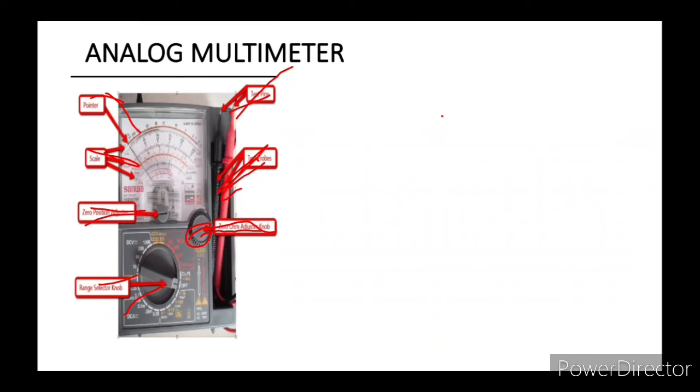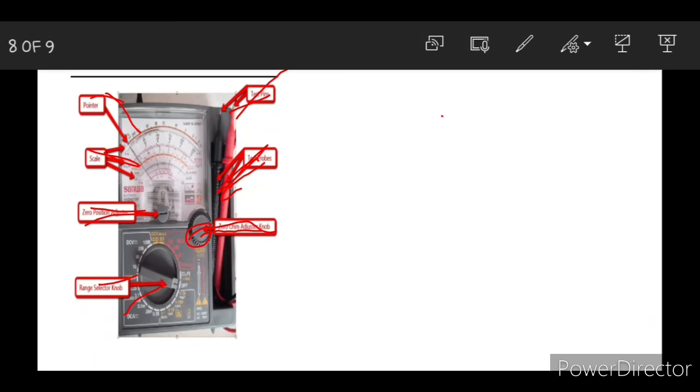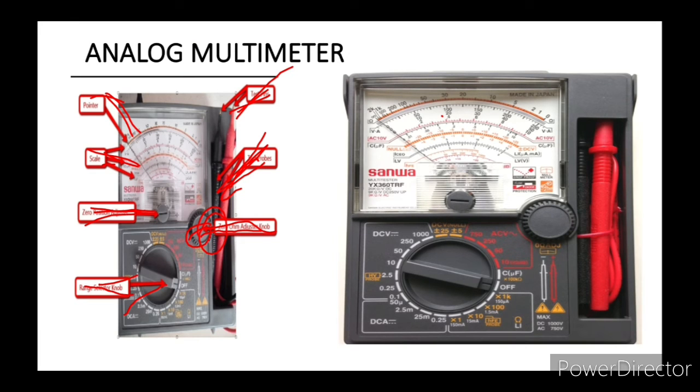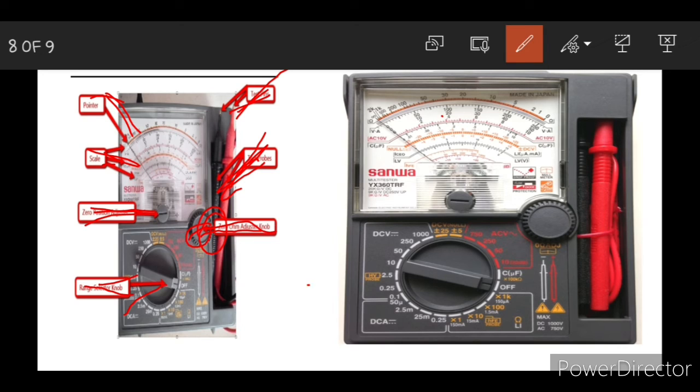And for the next one, we have here the analog multimeter. These are the parts of the analog multimeter: the pointer or the needle, the scale, the zero position adjuster, the range selector knob, the 0 ohm adjuster knob, the test probes, and the test pins. So this is our analog multimeter. For example, I have here a resistor, and this resistor has a resistance of 100 ohms. For us to know the resistance, first let's turn the range selector knob into this part because it is where the resistance is located.